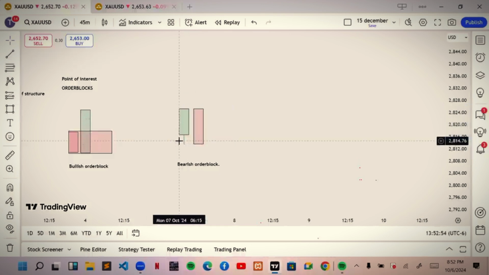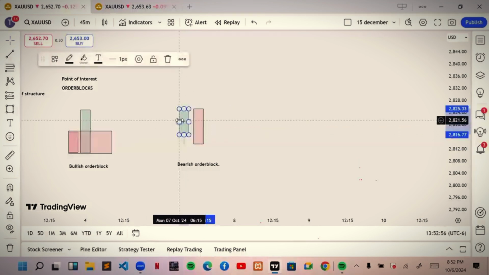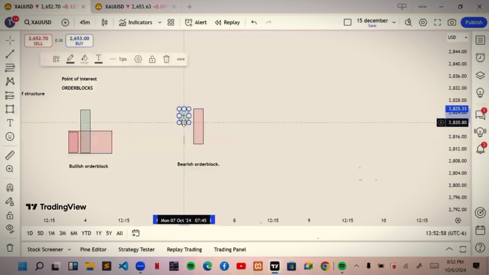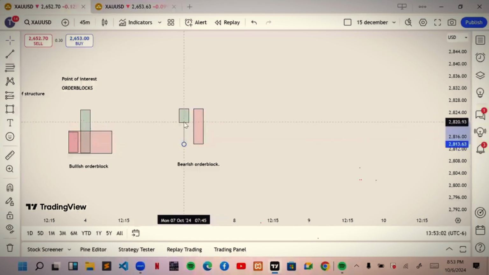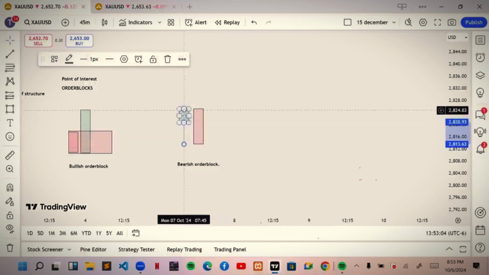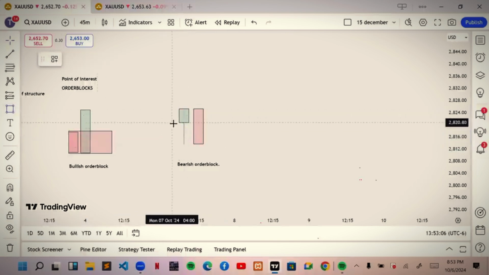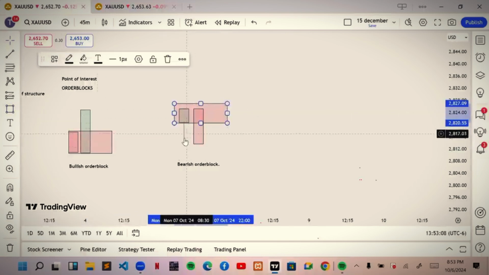But in a situation where the body is smaller and the wick is longer, pick your entry from the body. Do you understand? So if the wick is longer and the body is smaller, pick your entry from the body. Or if the wick is smaller and the body is bigger, pick your entry from the wick. That's just it.